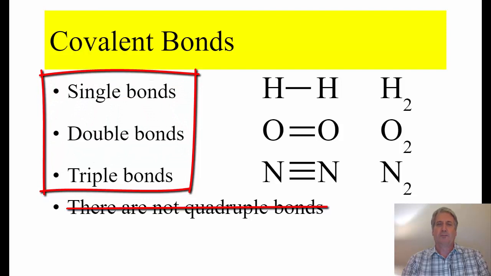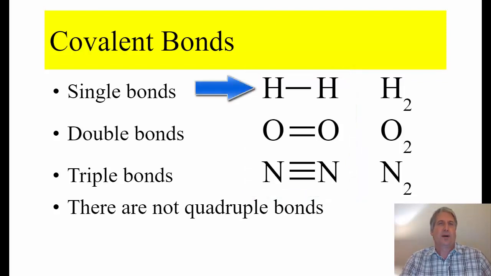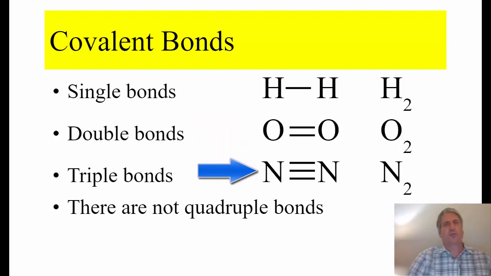A single covalent bond shares 1 pair of electrons between atoms. A double covalent bond shares 2 pairs of electrons. And a triple covalent bond shares 3 pairs of electrons. A structural formula shows how many covalent bonds are between atoms. A single covalent bond is shown with 1 line between the element symbols. A double covalent bond is shown with 2 lines, and a triple covalent bond is shown with 3 lines.